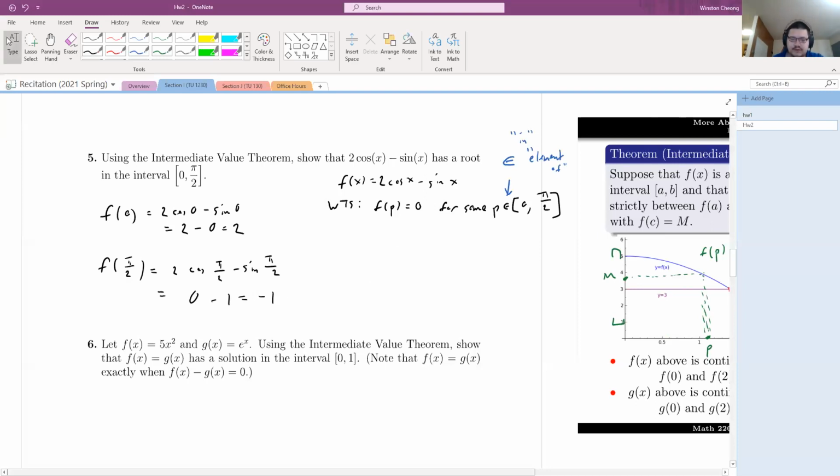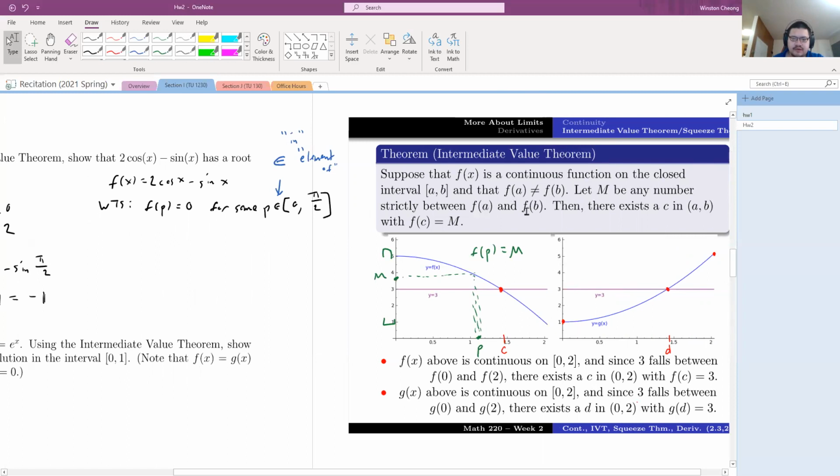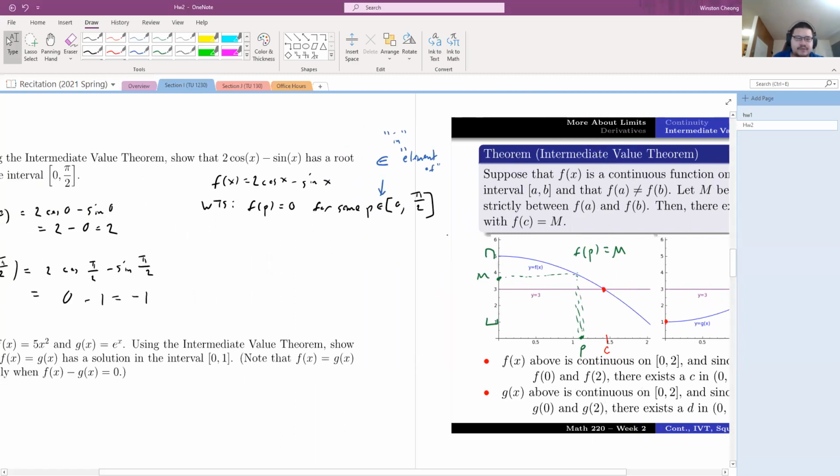So looking exactly at this statement here, let m be any number strictly between f of a and f of b. Well, we found f of a is 2, and then f of b is negative 1. Okay, 0 is a number between 2 and negative 1. So how do we want to phrase this? I'll do a different color, and I'll copy what I wrote before. Since f of x is continuous, IVT applies.